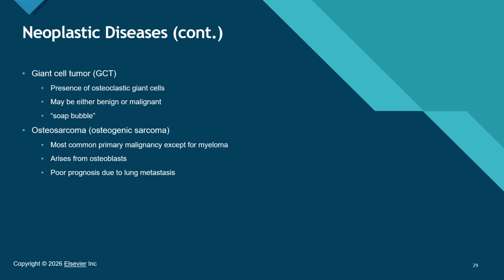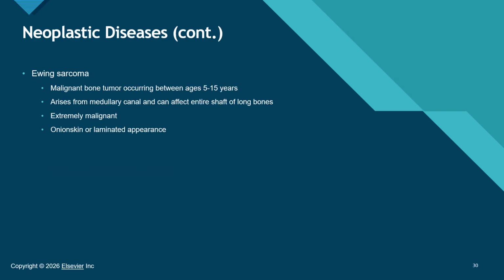Osteosarcoma is a highly malignant disease with a poor prognosis due to lung metastasis. Ewing sarcoma is a malignant bone tumor occurring between ages 5 and 15 and is most common in males. It arises from the medullary cavity and involves bone more diffusely, giving rise to uniform thickening of bone. It is extremely malignant. Clinical symptoms are nonspecific but often mimic osteomyelitis.